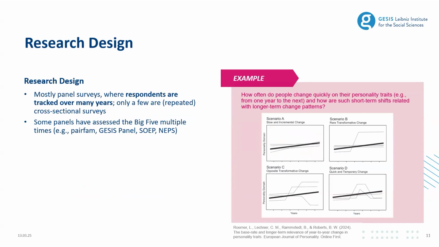We also broadly describe the research design for each of the 25 data sets. Here, the large majority of those data sets were actually part of longitudinal panel surveys where the same respondents were tracked over multiple years. There were only a few cross-sectional surveys, some of which were repeated cross-sections, such that a different sample from the same population was drawn at different times.